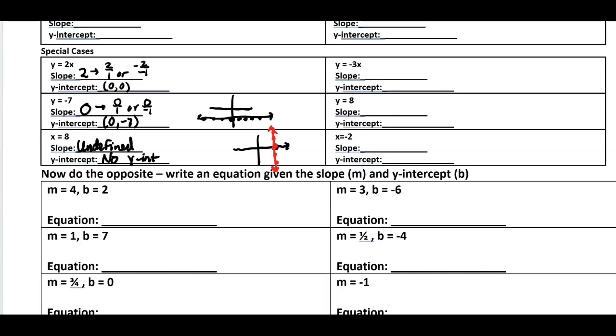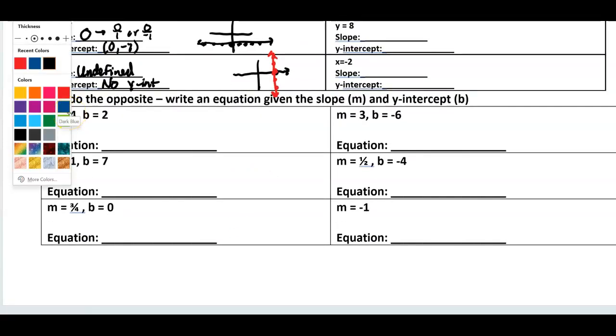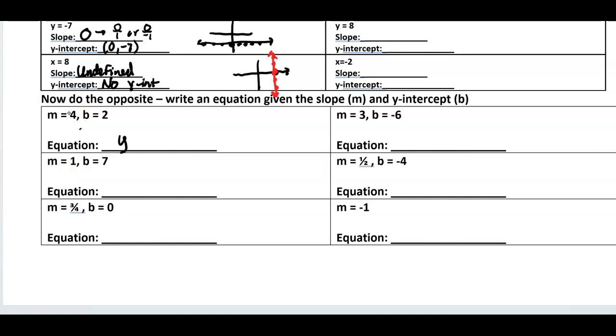Now we're going to do the opposite. You're going to write an equation given the slope and the y-intercept. So if m equals 4 and b equals 2, your equation is y equals 4x plus 2. If m just equals negative 1 here, your equation is y equals negative 1x, or more likely, y equals just negative x. Now, m equals 3/4, b equals 0. Y equals 3/4 x plus 0, or usually just 3/4 x, and they wouldn't include the 0.